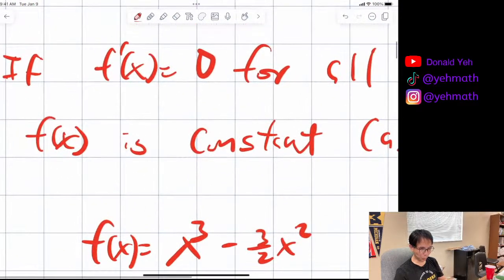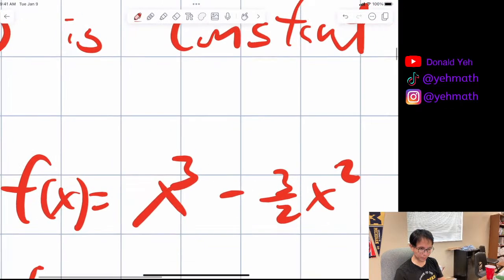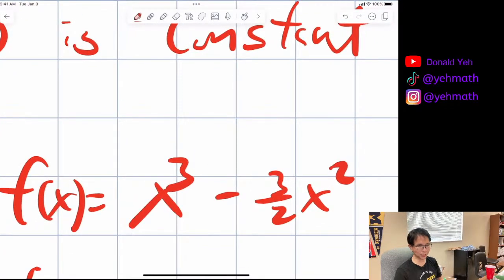So what we're going to do is we're going to do it to this function. f of x equals x cubed minus 3 over 2 x squared. I need to take a derivative. I need to do a number line test. I need to test which regions are positive, which regions are negative.